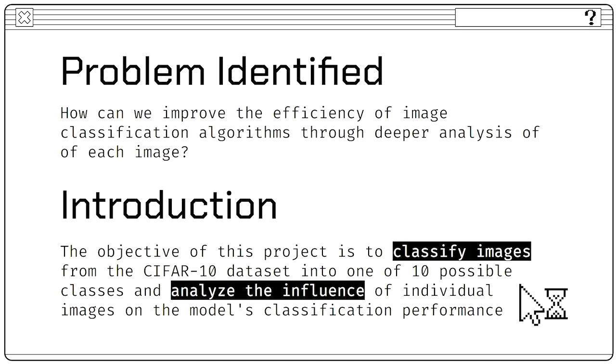The problem we identified is that traditional image classification algorithms can struggle to accurately classify complex images due to the high-dimensional nature of the data. Our aim is to explore ways to overcome this challenge through classifying the SC1015 dataset and analyzing the influence of each image on the model's classification performance.